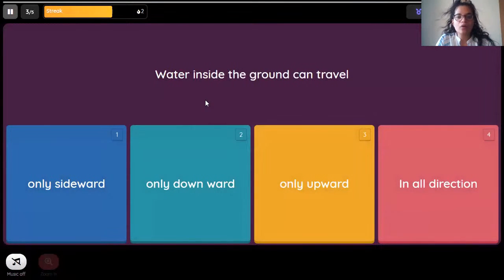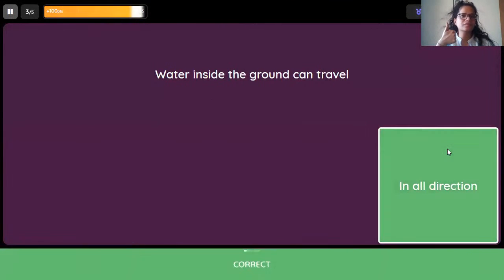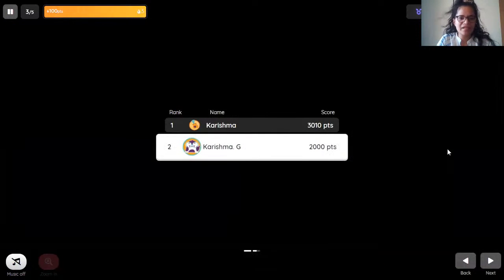Water inside the ground can travel only sidewards, only downwards, only upwards, or in all directions. So, water is in liquid form, right? When anything is in liquid form, it can flow in all directions. So it can travel in all directions. Good job. Next question.